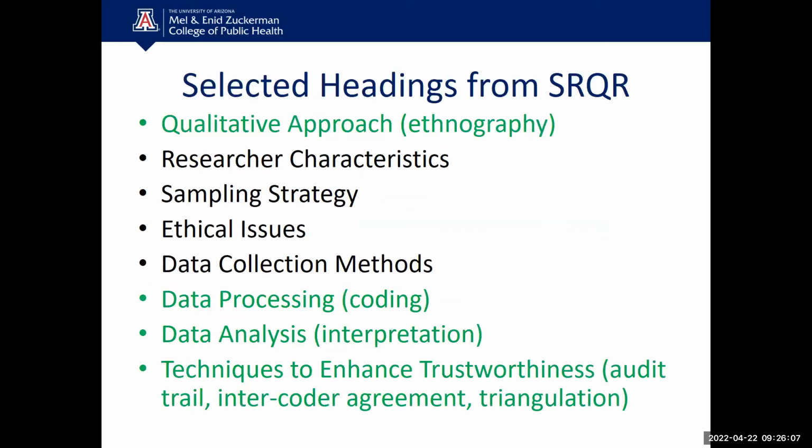So what I've got here is selected headings. The standards for reporting qualitative research includes the entire structure of your journal article, including the abstract, the background, and so on. I've taken some headings from the methodology section only, and it is very thorough. It requires a lot of detail. So again, think back to your audit trail, and if you've kept a good audit trail, it's going to be very easy to write this up.